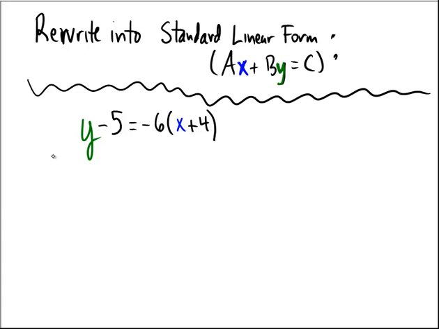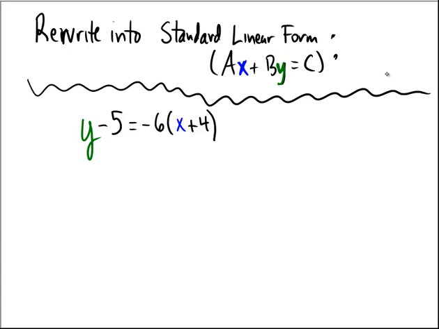So let's take this equation down here, which is actually written in what we call a point-slope form. Y minus 5 equals negative 6x plus 4. Notice the x's are blue and the y's are green for organizational purposes. So the standard form has the x's and the y's together on the left-hand side of the equal sign, and everything else, or the number by itself, over on the right-hand side.